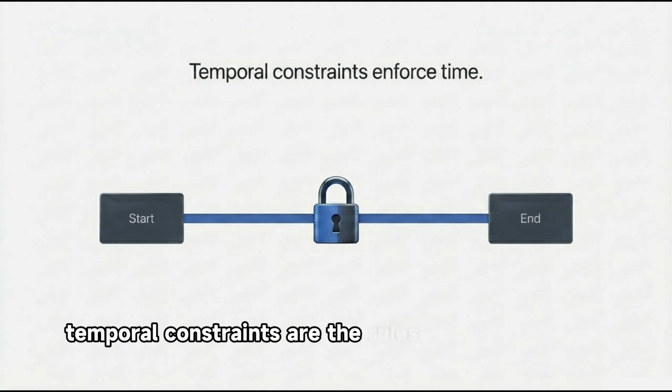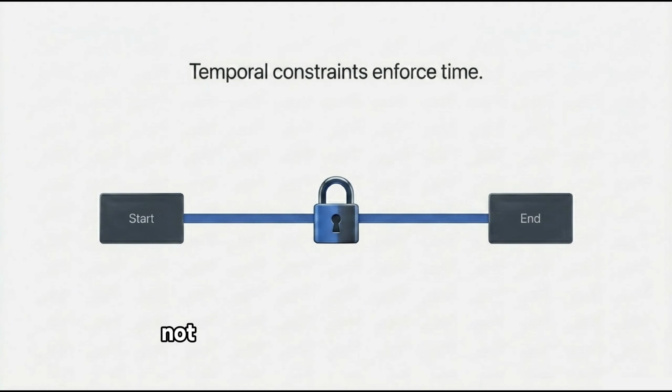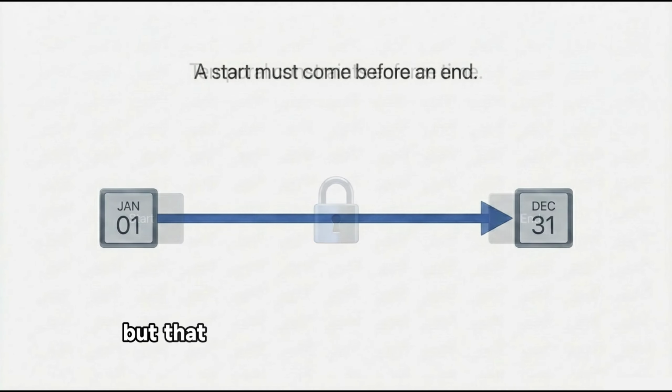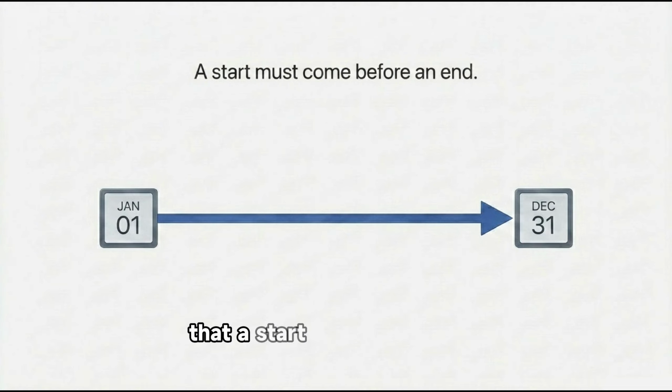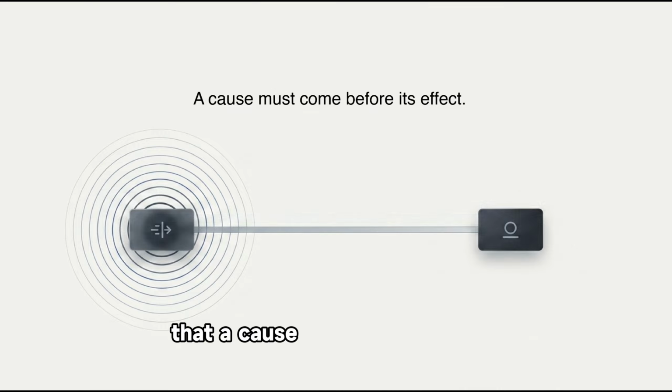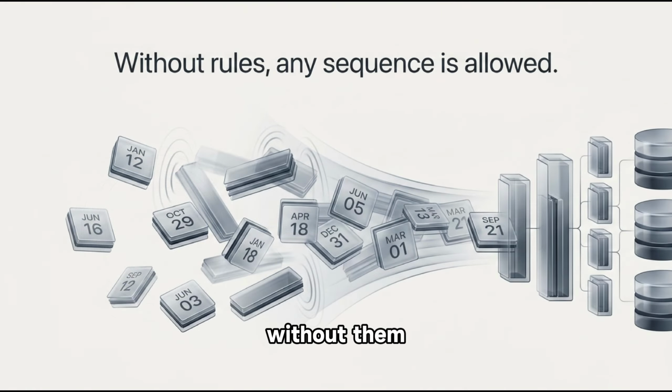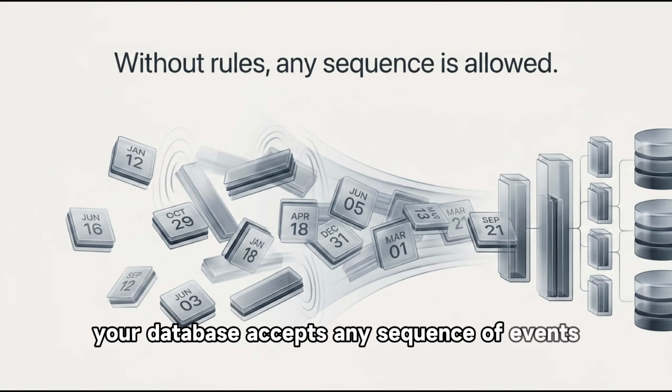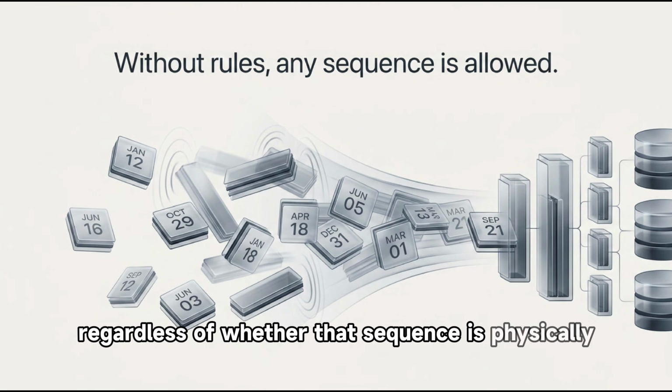Temporal constraints are the rules that enforce time. Not just that a date is a valid date, but that events happen in the right order, that a start precedes an end, that a cause precedes its effect. Without them, your database accepts any sequence of events, regardless of whether that sequence is physically possible.